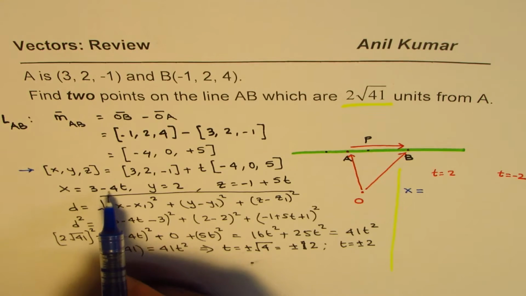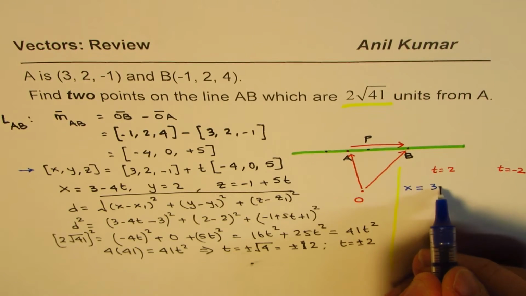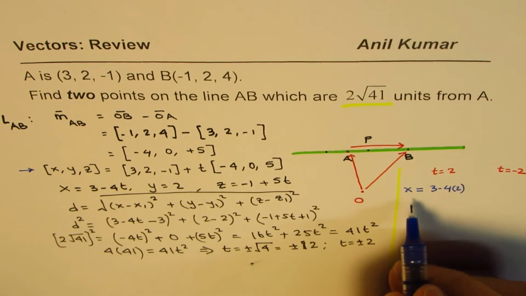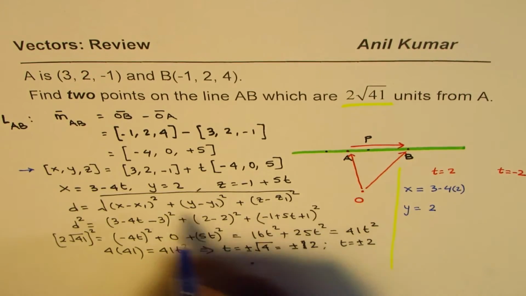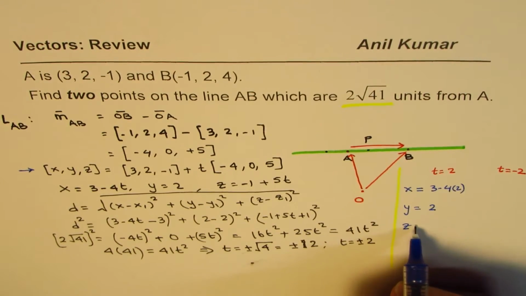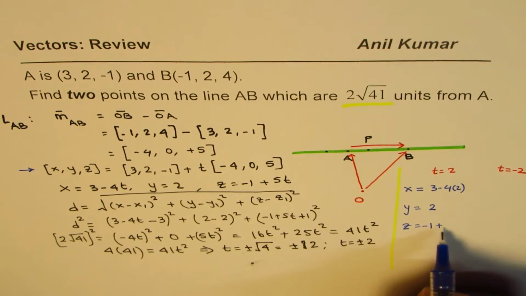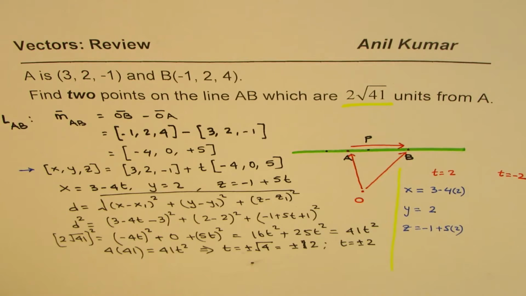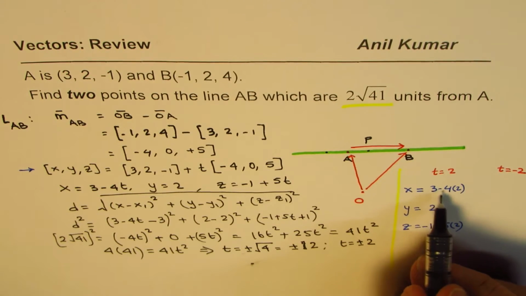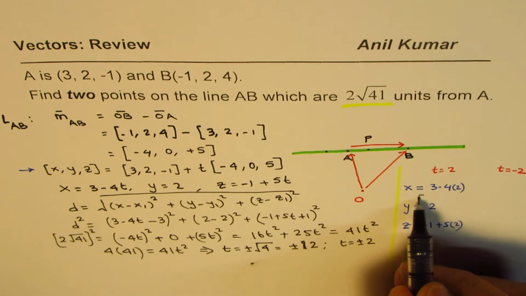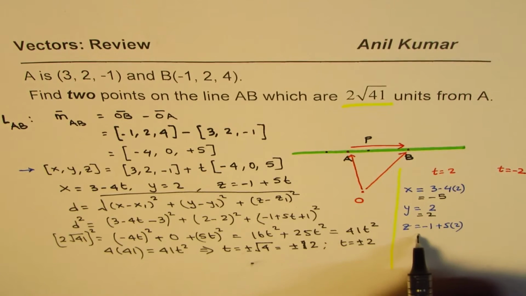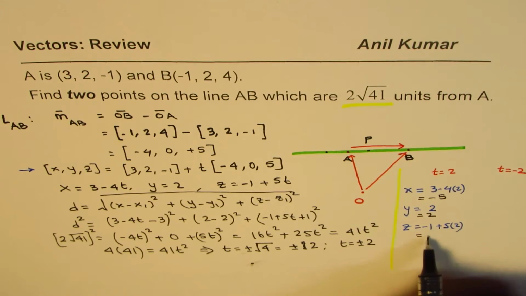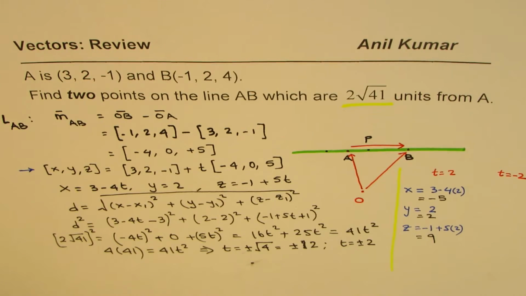So x is 3 minus 4 times 2, y is 2, which is a constant, and z is -1 plus 5 times 2. If you calculate, you get 3 minus 8, which is -5, y is 2, and z is 10 minus 1, which is 9. So that is one point.